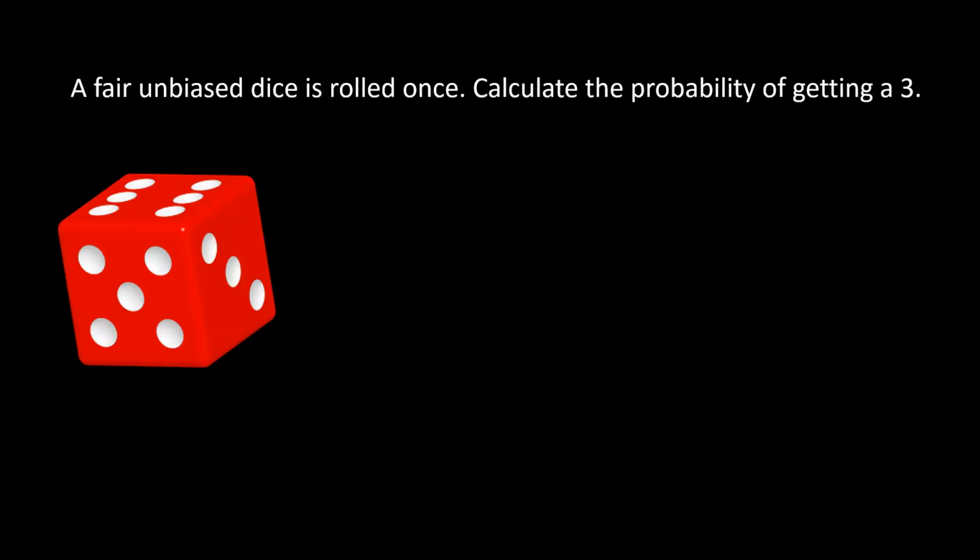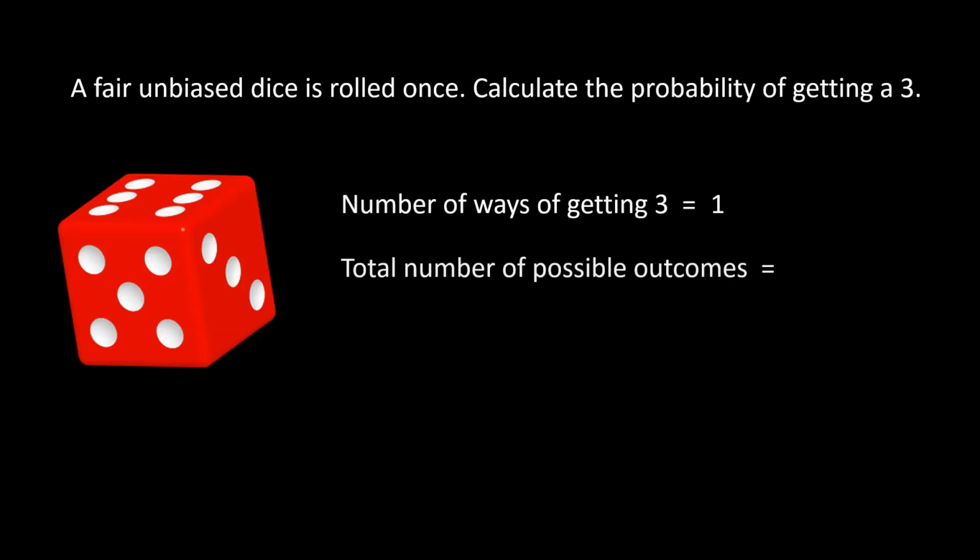Now, what's the probability of getting a 3? And we've seen this a couple of times already. Well, the number of ways of getting a 3 we know is 1, the total number of outcomes is 6. Probability of getting a 3 we know is 1/6.